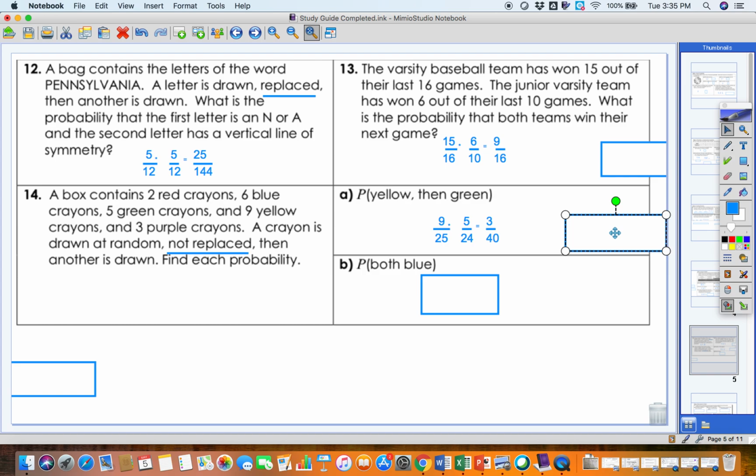On B, we want the probability that they're both blue. So we start off with 6 out of 25, but after the first event, we have to remove a blue crayon. So now we have 5 out of 24 crayons. So 6 out of 25 times 5 out of 24, multiply it together and simplify, and you get 1 out of 20.